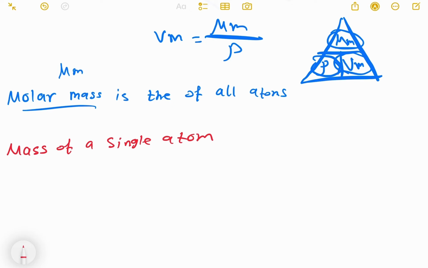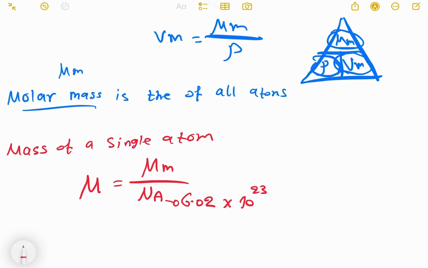Sometimes you'll be given a question: find the mass of a single atom. You'll use this equation. The mass of a single atom, m, is equal to molar mass divided by Avogadro's number, Na. This is Avogadro's number, which is equal to 6.02 times 10 to the power of 23 mole inverse. You will be given this when you are solving a question, okay? And this is molar mass. This is the mass of a single atom.